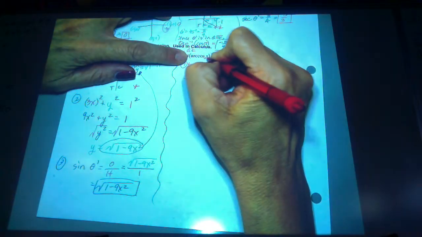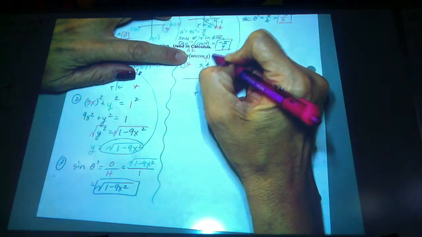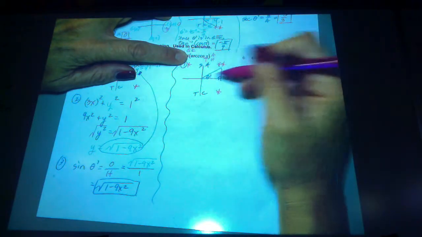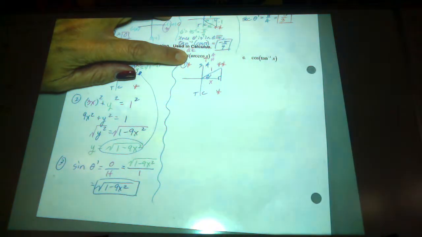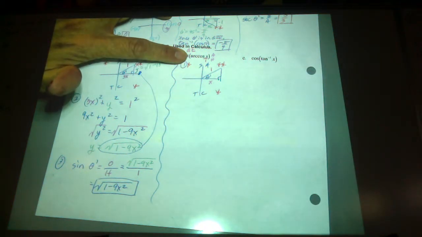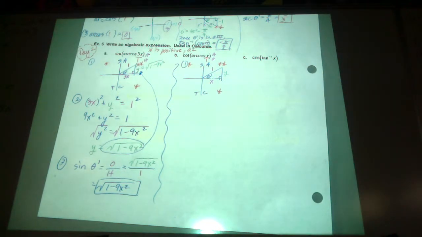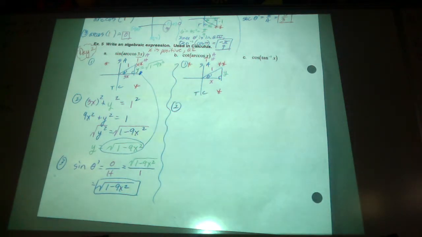So because it's cosine, this is really x over 1. I'm going to see it as a ratio. And cosine is adjacent over hypotenuse. So adjacent to my theta prime is x. My hypotenuse is 1. And then again, as I did before, I'm going to let that equal y. What do we do next? What do I do now? Find y using what?